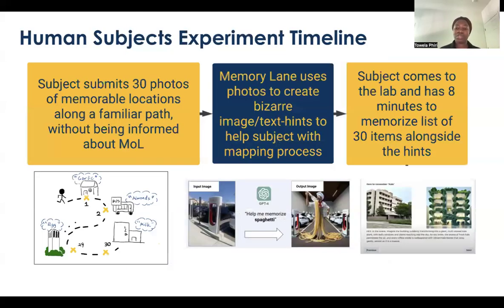Now, when we were running human subjects, this is the timeline that we followed. So we would have subjects submit 30 photos of memorable locations along a familiar path. And this would be without their knowing that this is for a method of loci study. We would then use Memory Lane to create these images and these text hints to help the subjects with their mapping process. And so once we have generated those images, the subjects would come into the lab where they would have 8 minutes to memorize a list of 30 items that, depending on which experimental group they were in, they saw different things.